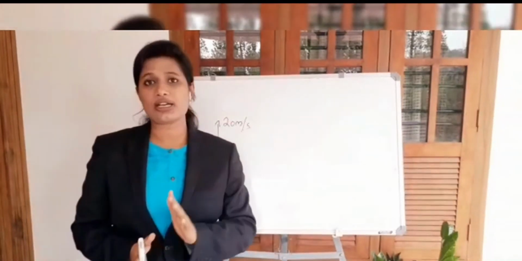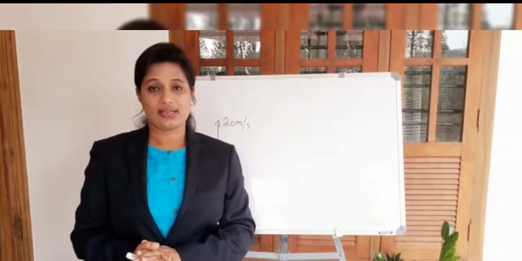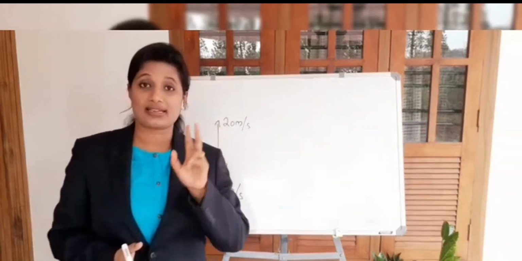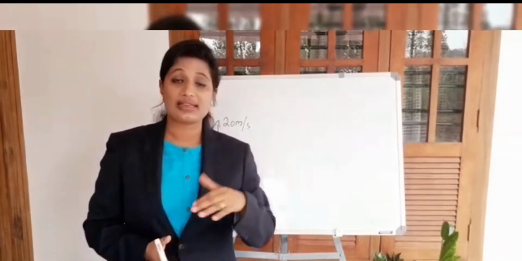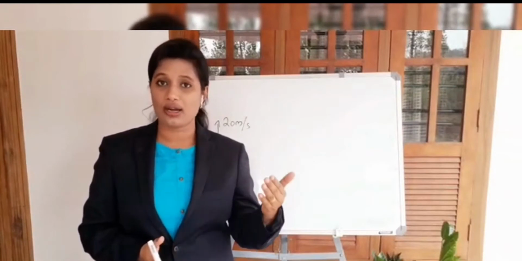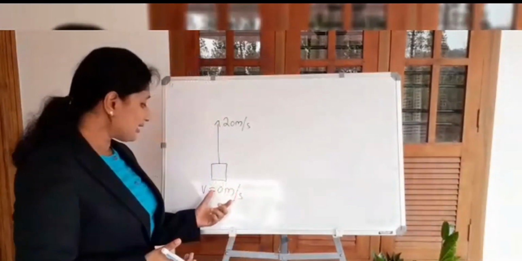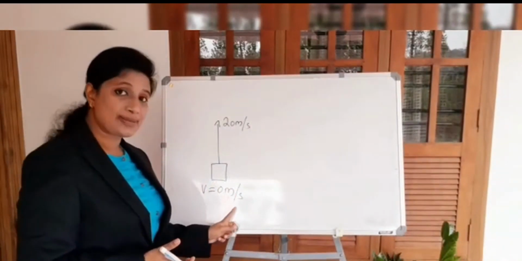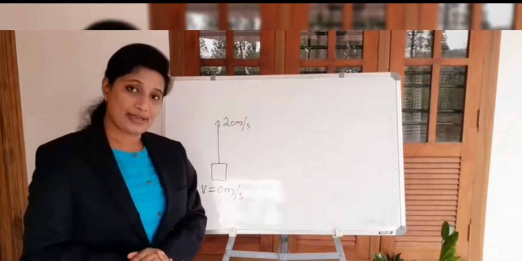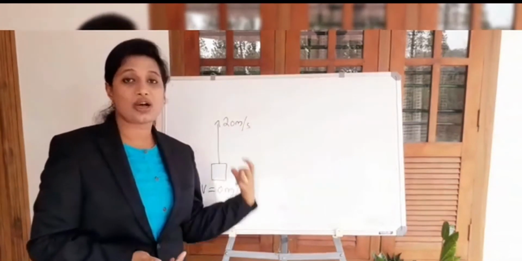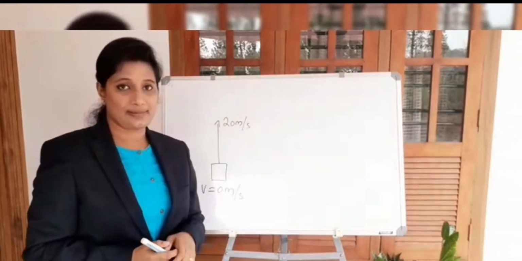Then coming to the concept of change in velocity. Change in velocity can be categorized into two: either an increase in the velocity or a decrease in the velocity. So here the velocity is increasing from 0 meter per second to 20 meter per second. So this object is accelerating.